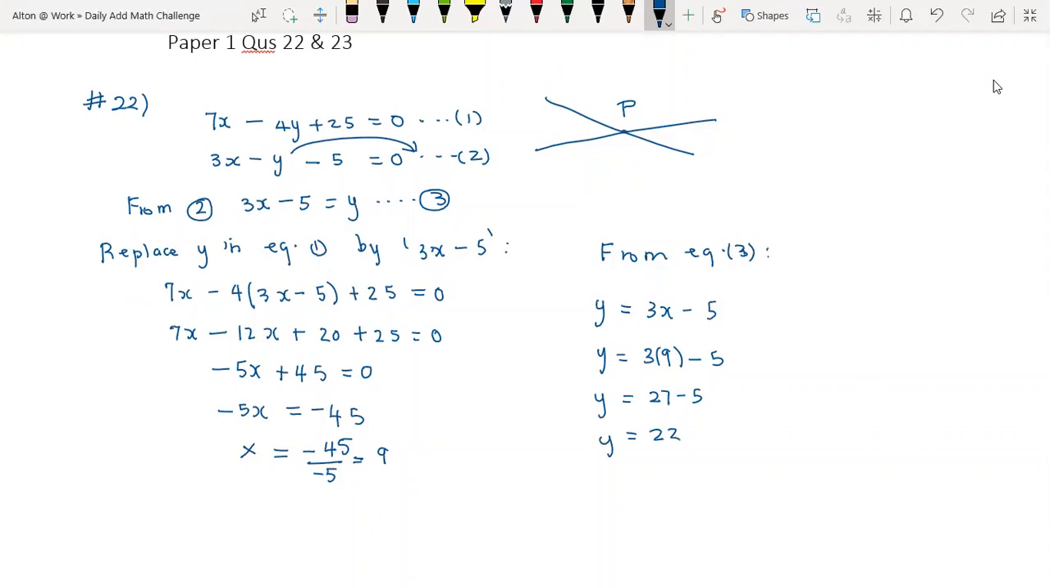Right, so that point P up here will have coordinates of 9, 22. So that'll be the answer, and it will be answer C in this case.